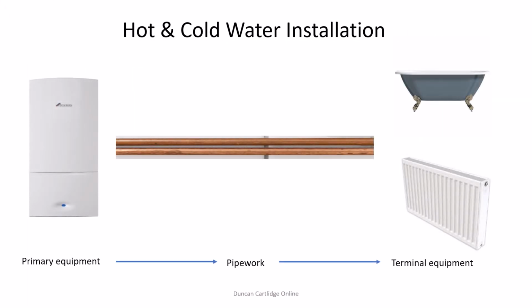In practice, it's no more difficult than any other trade. There are three main parts to a domestic mechanical installation. At one end of the system is the primary equipment, in this case the boiler. At the other end is the terminal equipment, the radiators or sanitary ware, with pipework in between.